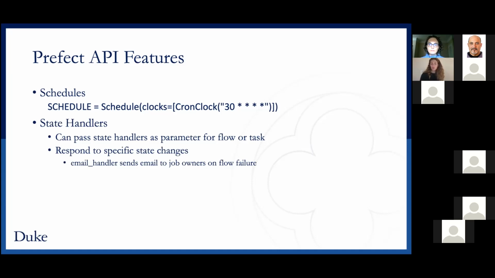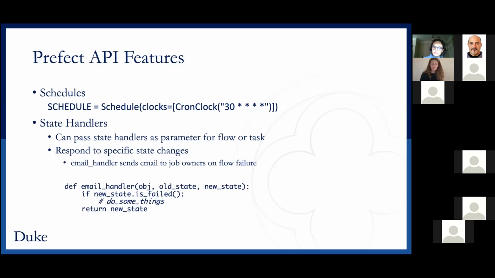The email handler that you saw me refer to earlier is one that I use in many of my jobs. It's just a tiny bit of code that will send an email to me and my boss if a job fails. And this is all you have to do to define that handler. Again, you just pass it in as a parameter to your flow or your task if you want to use it. For this particular definition, there's more here under do some things. Essentially, it's send an email. The email handler just responds, in this case, to a new state that is a failure. But you can do many, many more things with this than my very simple example.